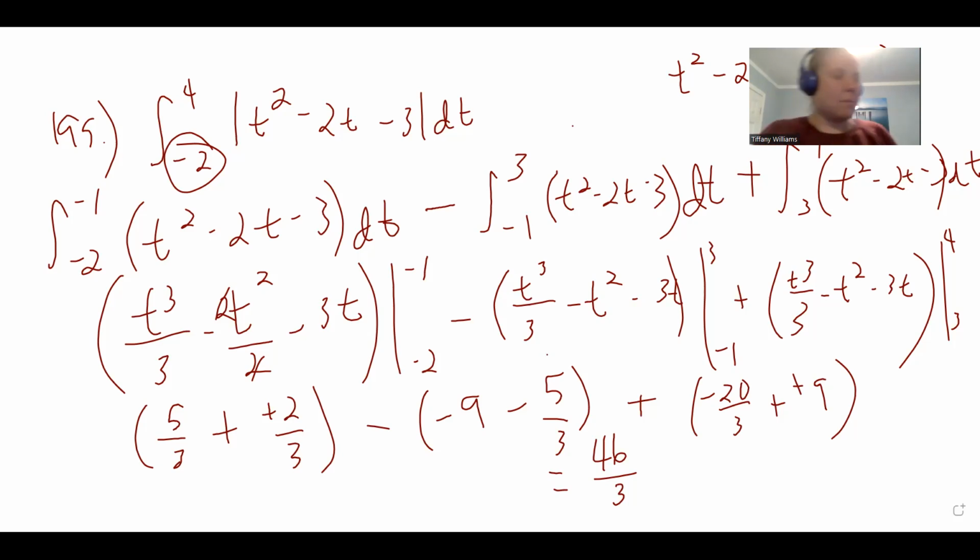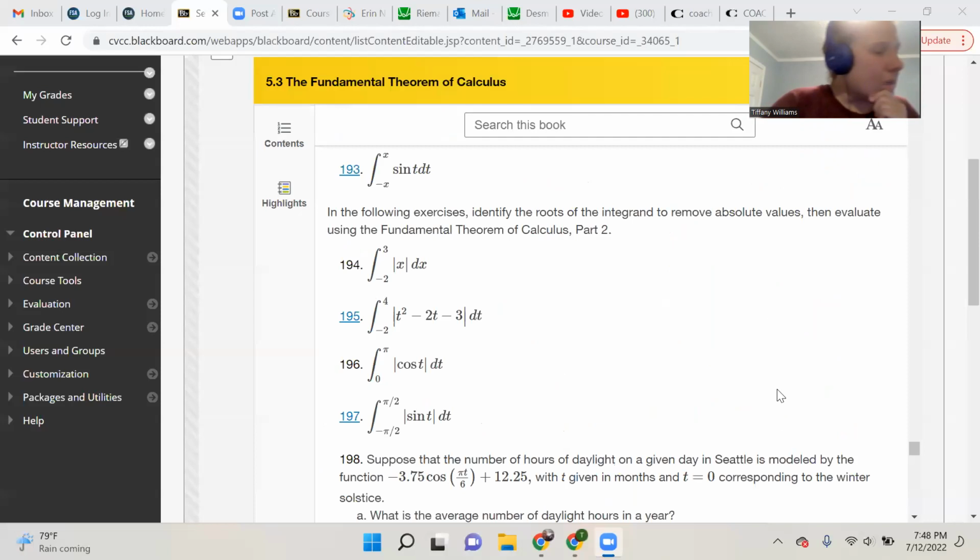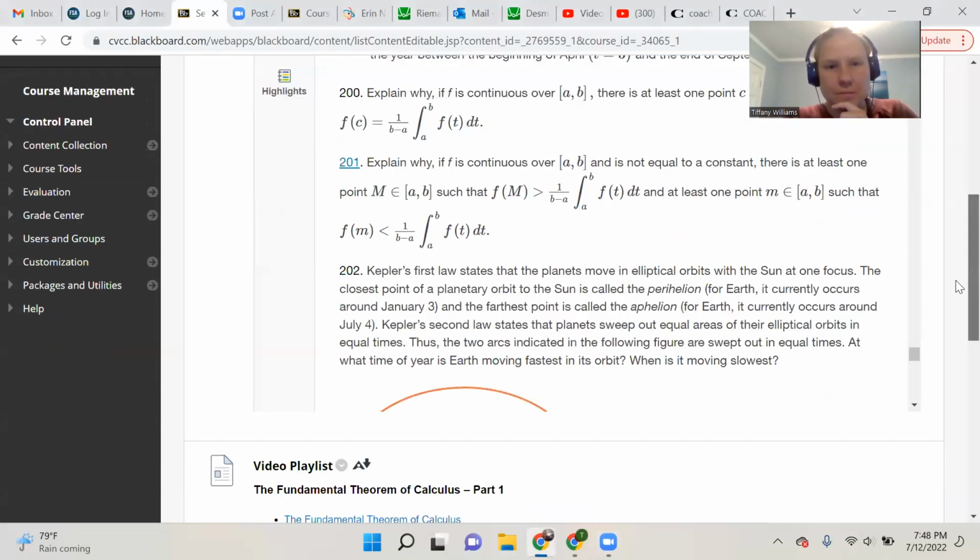So I'm going to look at number 199. That'll be the last problem we do on this section. Oh, so I think I need to go back. Let me do a new share screen. All right. So 199 is a word problem. That's the reason I wanted to do it, because I love word problems.